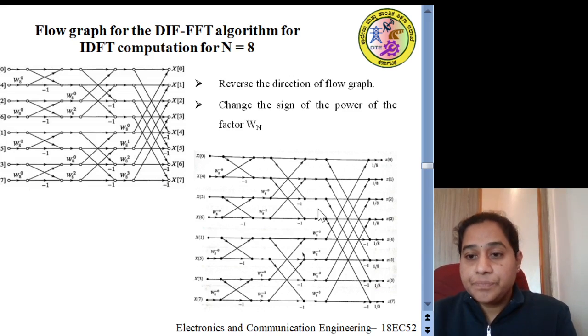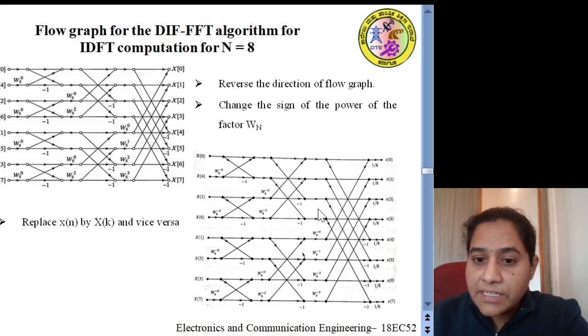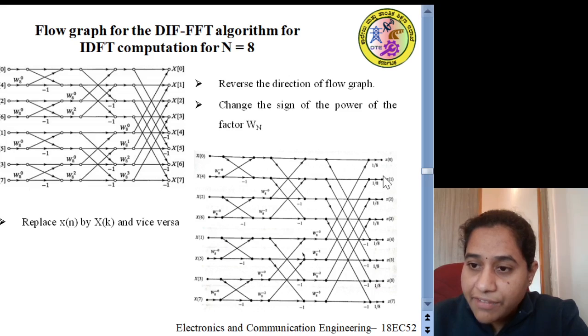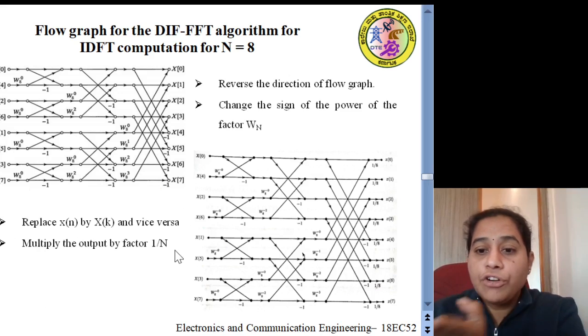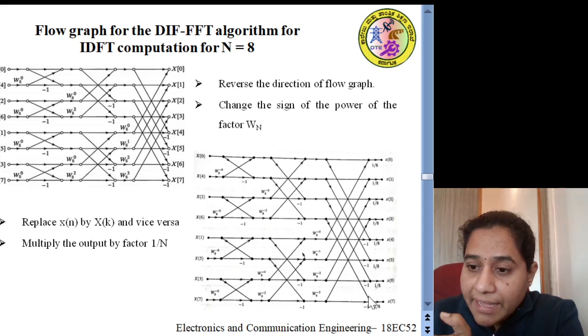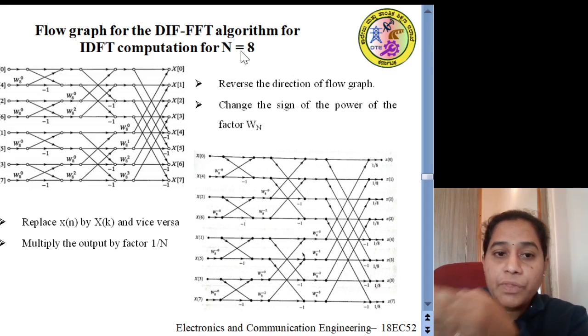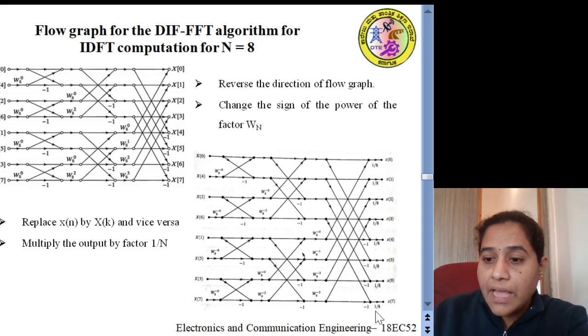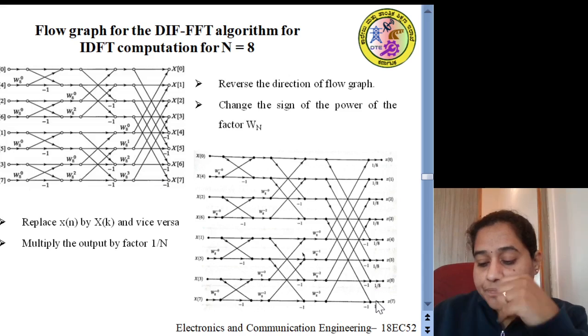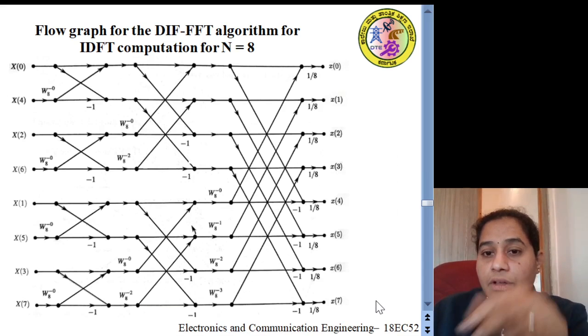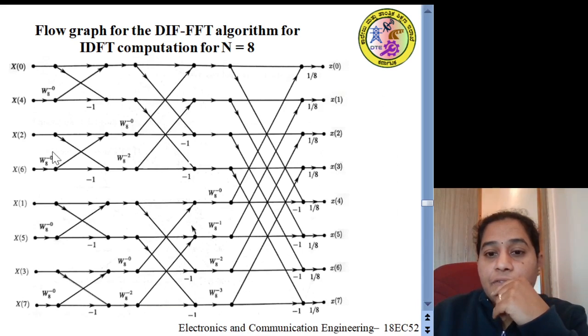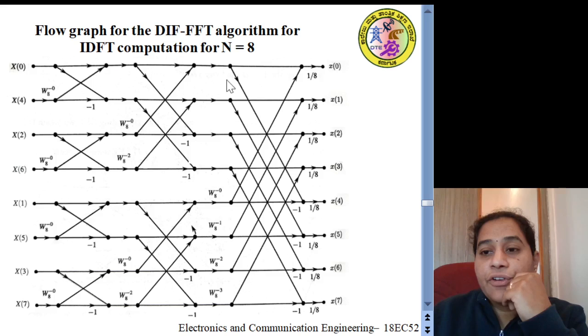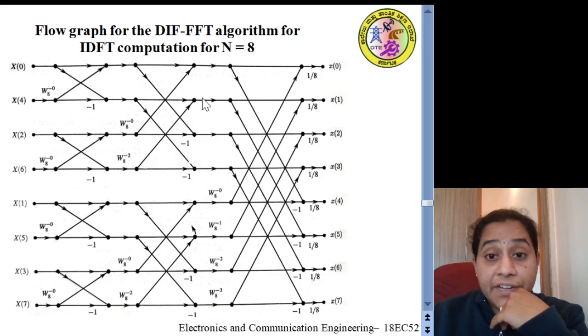The next step: we replaced x of n by x of k as well as x of k by x of n, and at the end we multiply the output by the factor 1 by n. Here the value of n is 8, so we are multiplying all the samples by 1 by 8. So we obtain this particular flow graph. This is the flow graph for finding IDFT using the DIF-FFT algorithm for n-point IDFT.